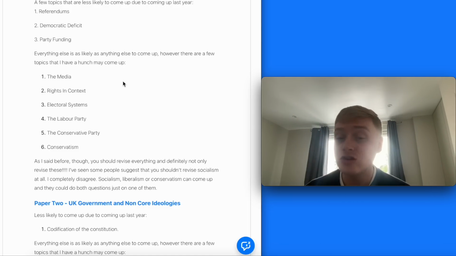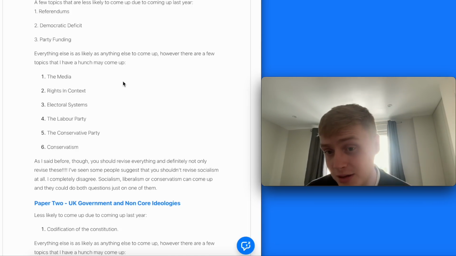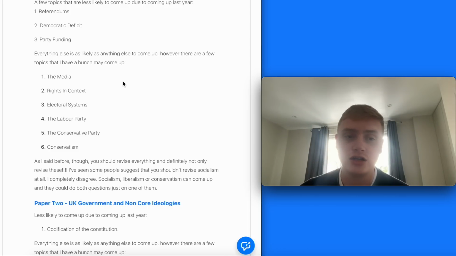And then you could also get one comparing the parties, and this could be on a couple of things. You could get "evaluate the view that the Labour Party and Conservative Party policies are more similar than they are dissimilar." I think that could be a really good question. So the extent of similarity between the party policies.